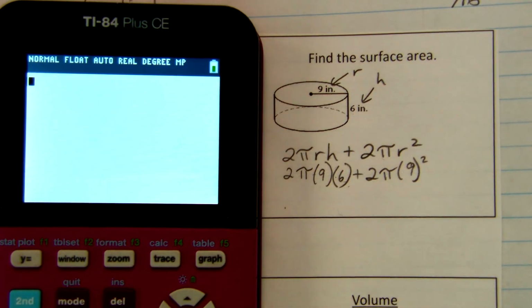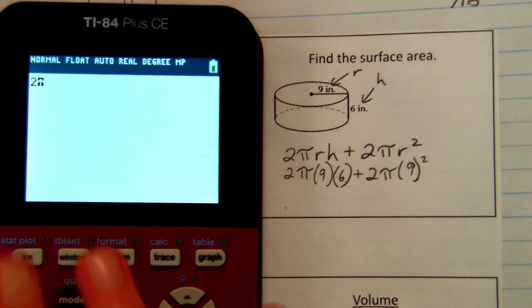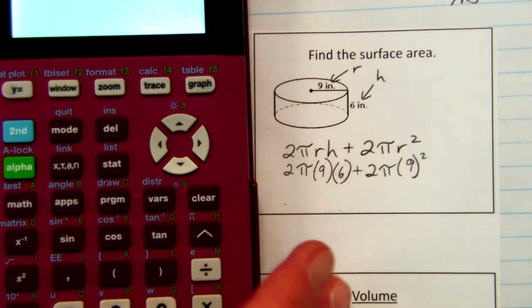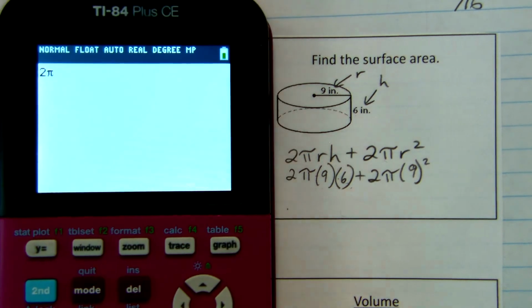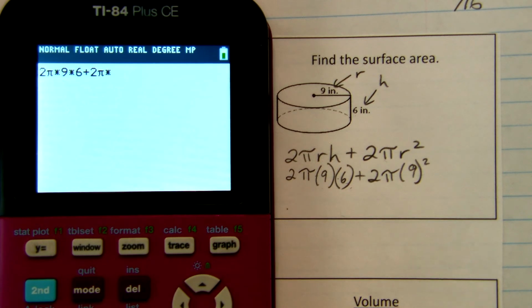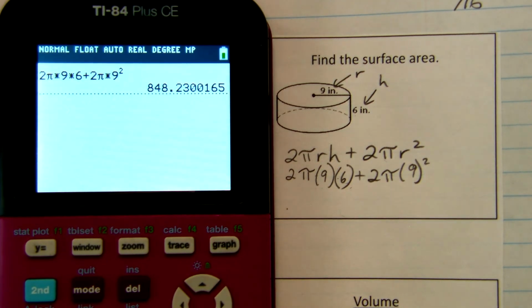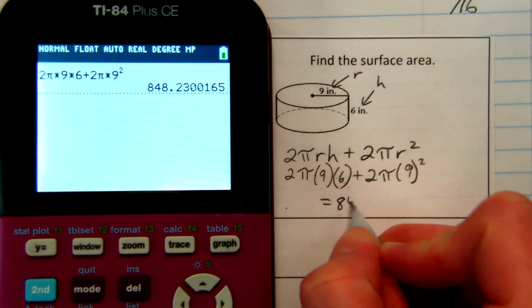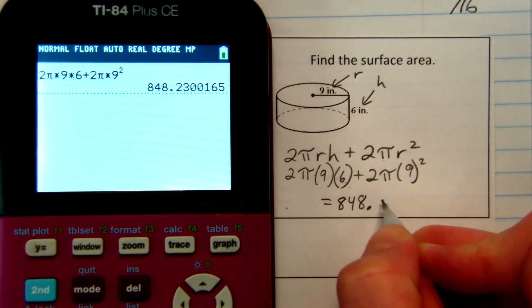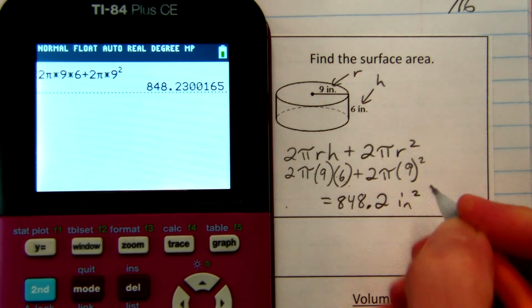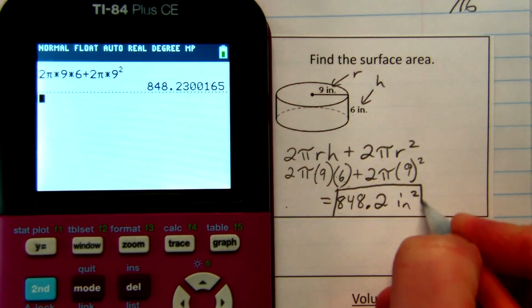Okay, so I'm going to do 2, and then pi is up above this key right here. So I did second and pi, and then times 9 times 6 plus 2 times pi times 9 squared. And then we're just going to go ahead and round off to the tenths. Do whatever your directions say. 848.2. And this is inches, and it's surface area, so it's going to be inches squared. For area, we use squared.